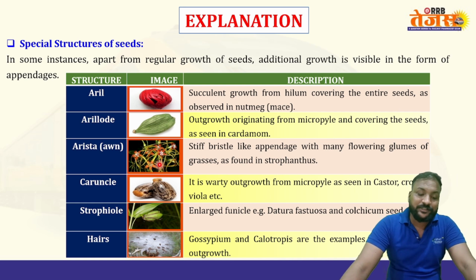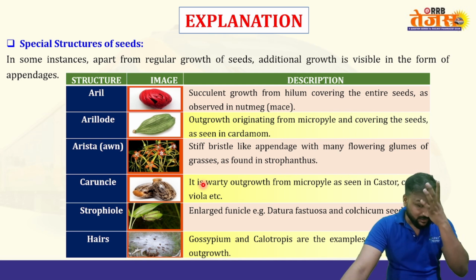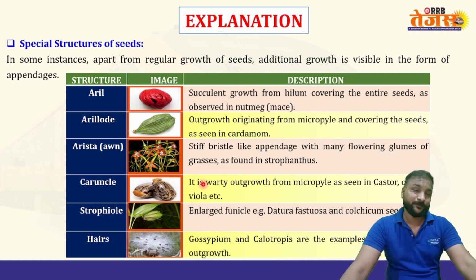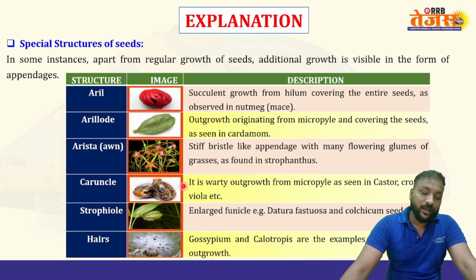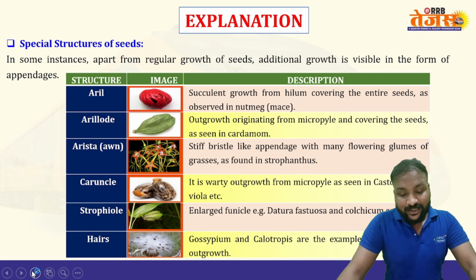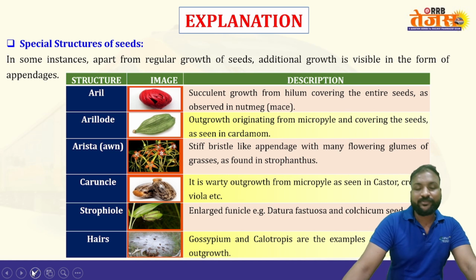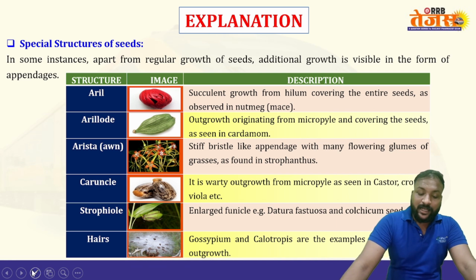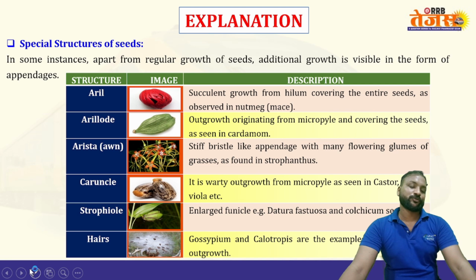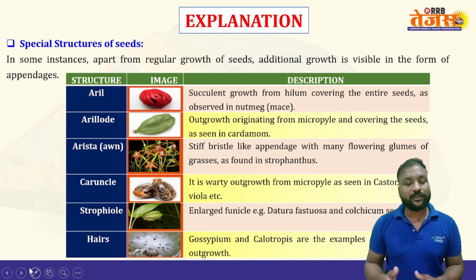Okay, and caruncle is also there. It is a warty outgrowth from the micropyle, as seen in castor, croton and viola. Okay, so that is a caruncle. And the example for strophiole: the strophiole is nothing but an enlarged funicle that is seen in Datura fastuosa and colchicum seed. And hairs you can see everywhere, like Gossypium herbaceum and Calotropis are examples for this type of outgrowth. So these are all the specialized structures of seeds.